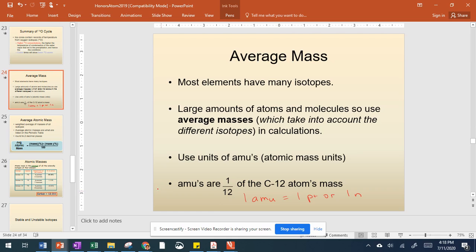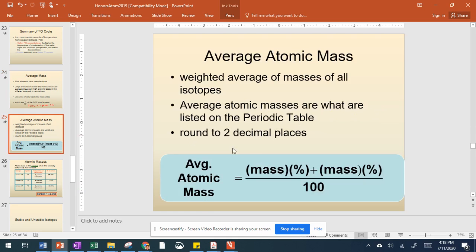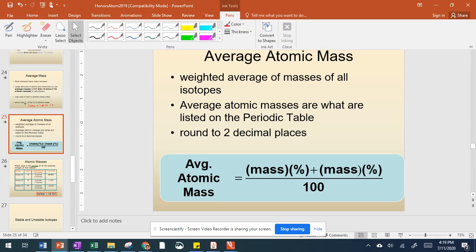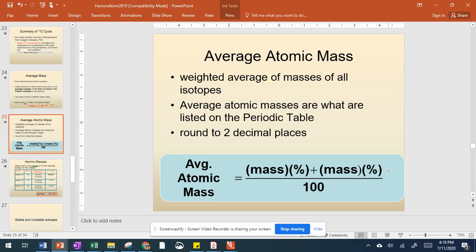Now, to calculate the average atomic mass, I want to show you the formula. It's going to be the weighted average of the masses of all the isotopes. Like I said, the average atomic mass is what we see listed on the periodic table, and when you get your answer, you can round it to 2 decimal places. This formula is just for simplicity's sake, but there can be many, many different isotopes, so it could go on, and how long the calculation will be depends on how many isotopes a particular element has.